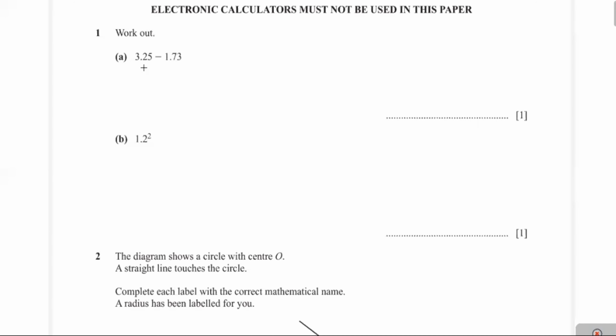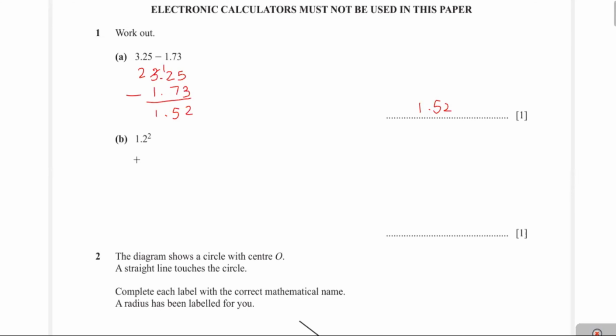Question number 1, part A, 3.25 minus 1.73. Now we write the numbers. 3.25 minus 1.73. Now 5 minus 3 is 2 and 7 cannot be subtracted from 2. 1 will be carried from 3 and that becomes 12. 12 minus 7 is 5. And this becomes 2, and 2 minus 1 is 1. We write 1.52.